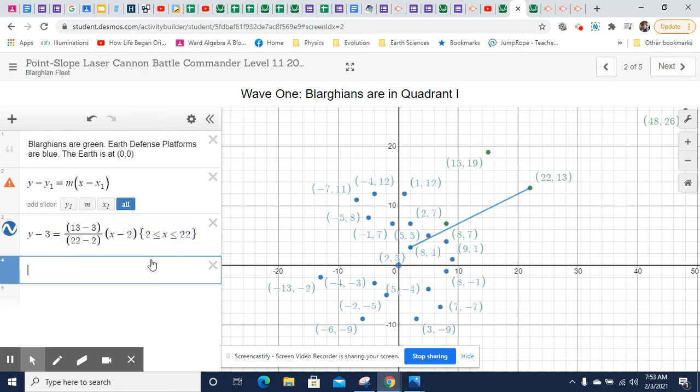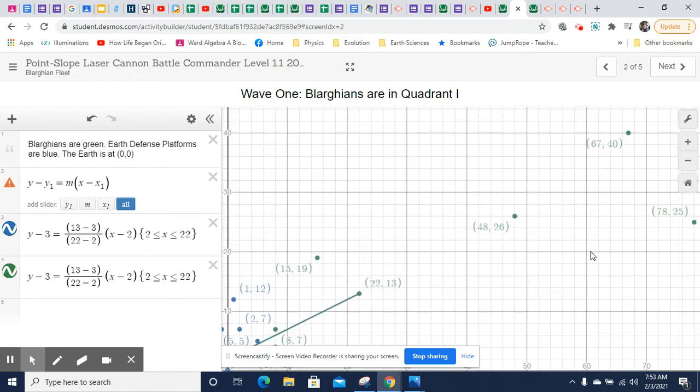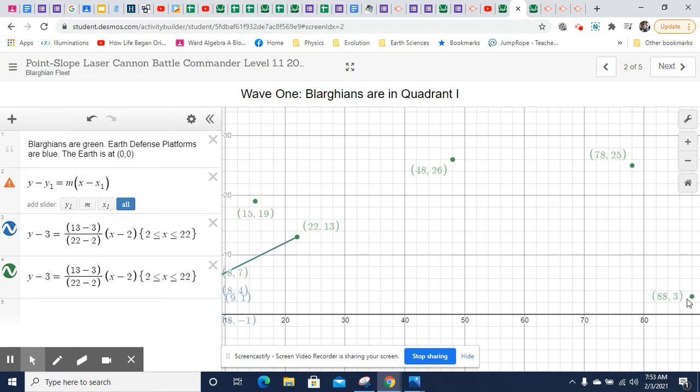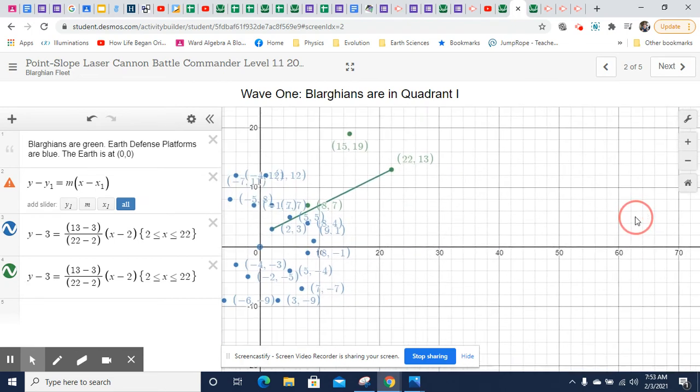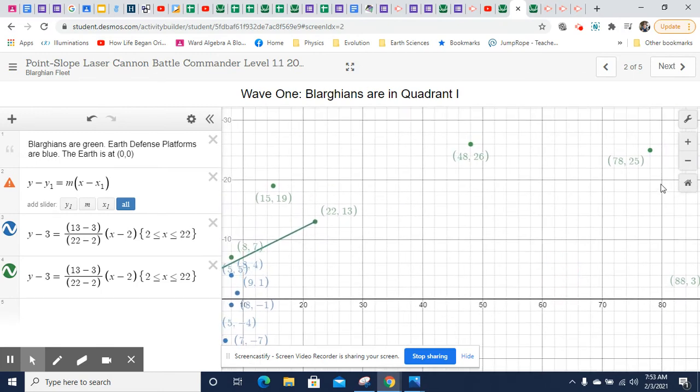Now I copy that. I paste that. I'm still using 2, 3 as my main ship that I'm shooting from. And let's say I want to hit this one at 78, 25 or this one at 88, 3. I'll use the one at 88, 3. No, I'm not going to do the one at 88, 3. Blargians are immune to horizontal lines. That'll make a horizontal line. So let's hit the one at 78, 25. If I'm using 2, 3, then I'm going to be changing this 22, 13 to 78, 25. So the numerator is going to deal with the y part, 25, and the denominator is going to deal with the x part, which was 78.